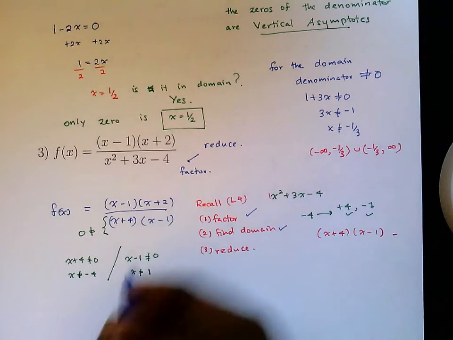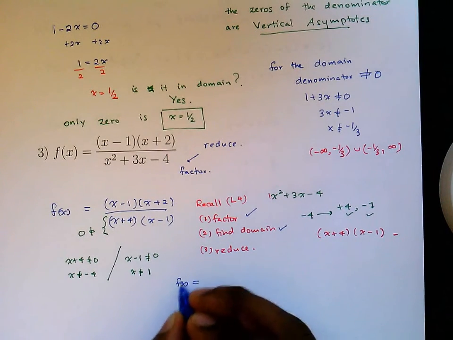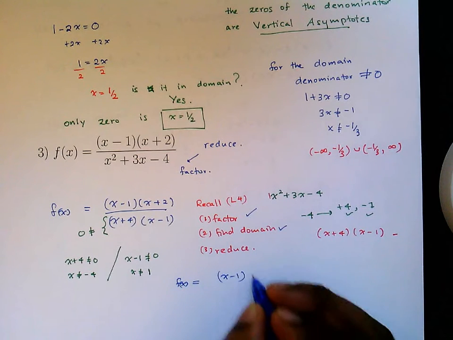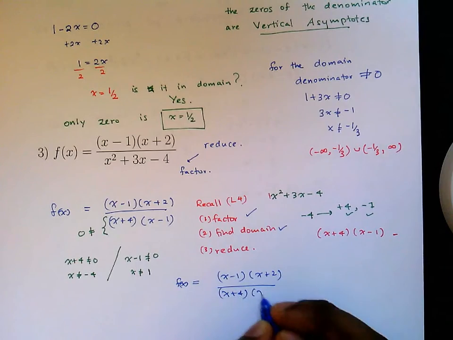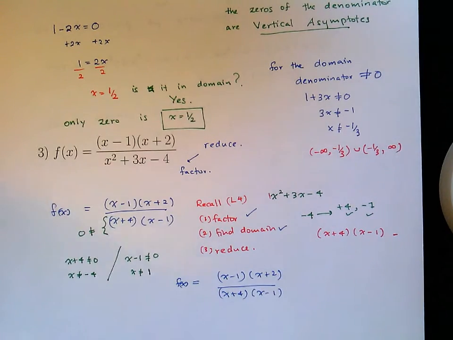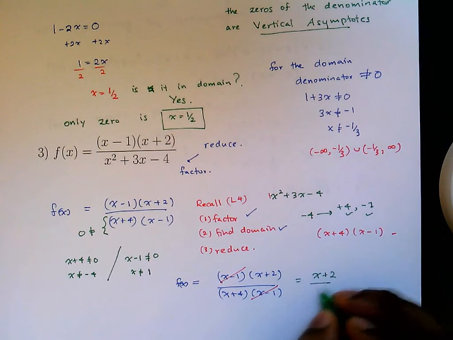And then reduce. How do you reduce that? Let me write down the function again and then write down the reduction. Reduction means just cross things off. So (x plus 4)(x minus 1), and just cross things off. So you get x plus 2 over x plus 4.